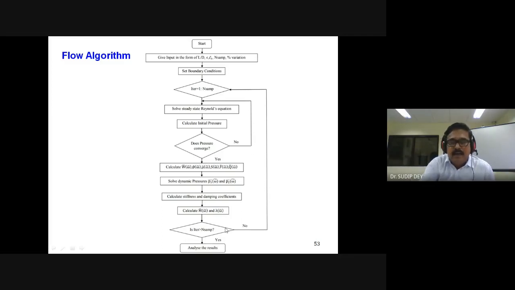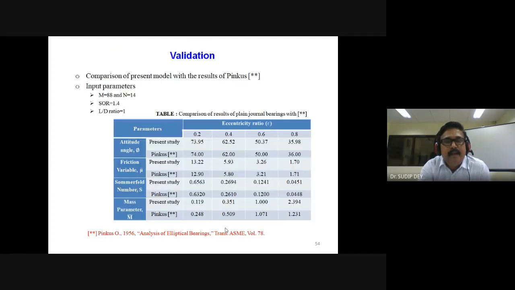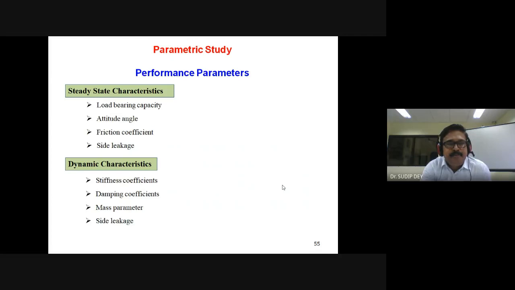We have done it in MATLAB, and I know you know that MATLAB coding is quite easy nowadays. You can also try and do it. Now for the validation part, we have validated our results with the experimental results of Pincus, for different attitude angle, friction variable, Sommerfeld number, and mass parameters. So these are our present values, and these are the Pincus values. For different eccentricity ratios we get the results, and these results are found quite near enough, and are validated.